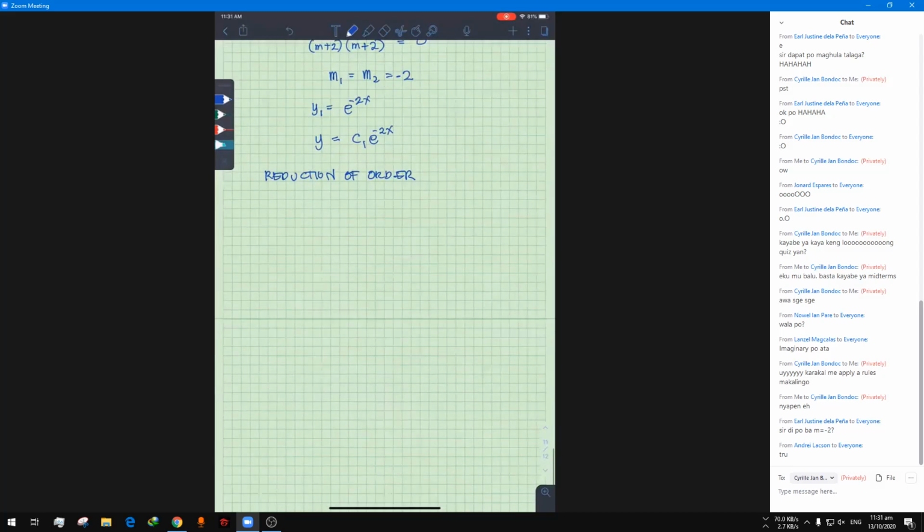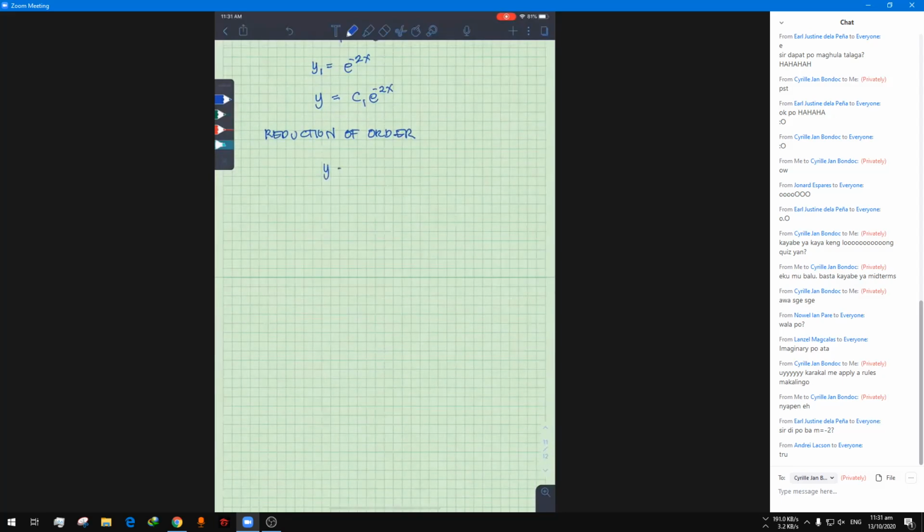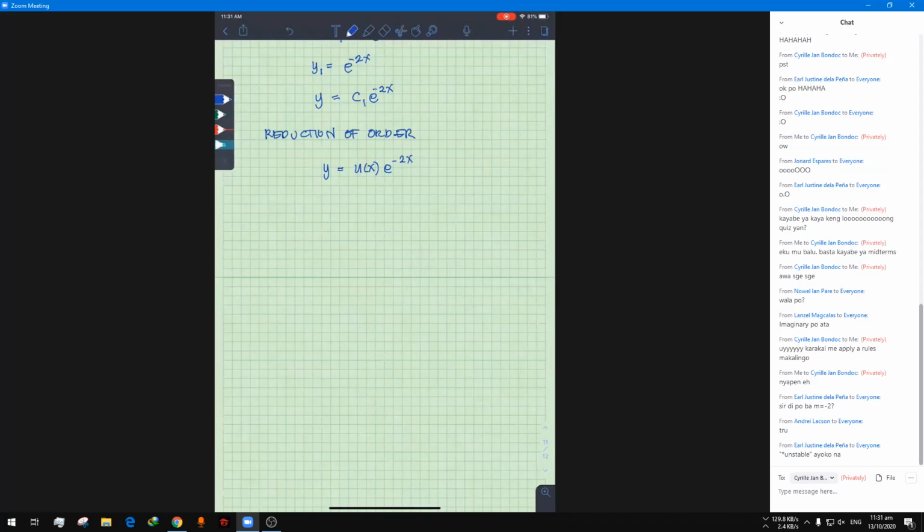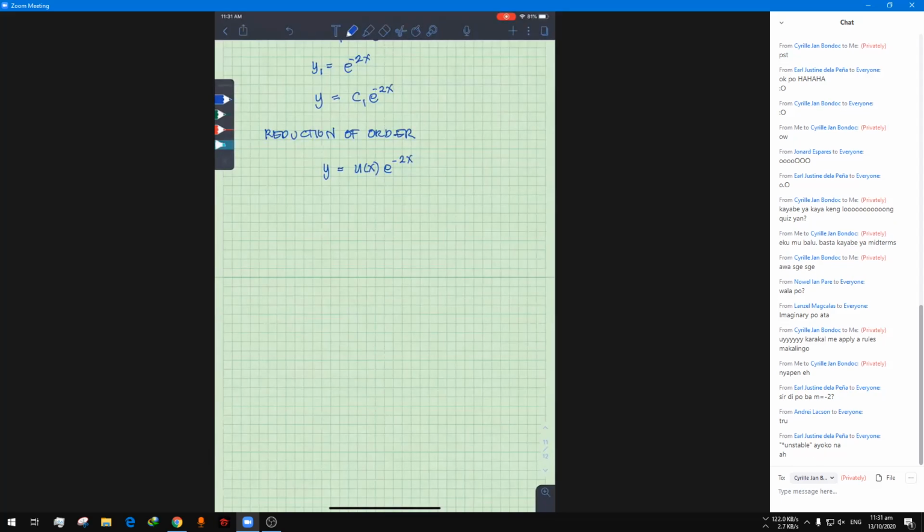So to do that, ang reduction of order, ang ginagawa niya is nag-multiply siya ng one function. Nag-multiply siya ng isang function doon sa solution. Diba ang solution natin is e raised to negative 2x. So ito yung solution natin. y is equals to u of x multiplied with e raised to negative 2x.